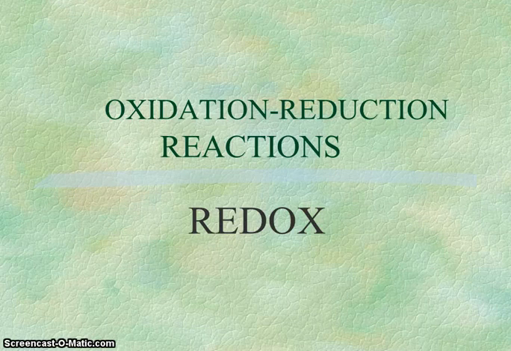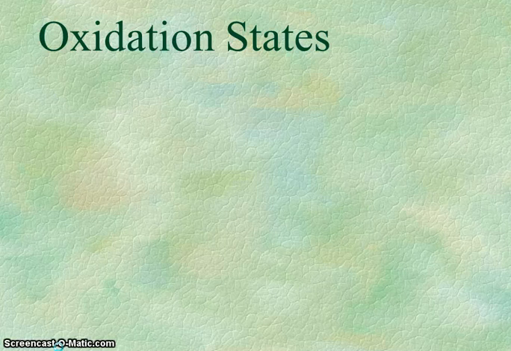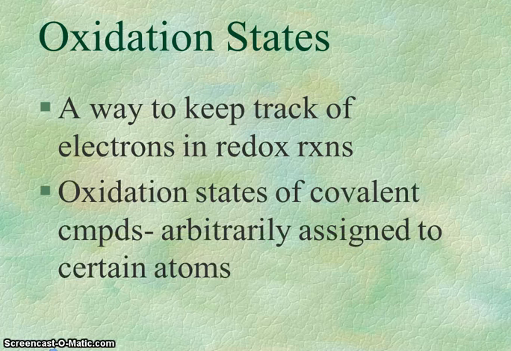Oxidation reduction reactions, also known as redox reactions. When we talk about redox reactions, the first thing we have to do is deal with what are called oxidation states. And oxidation states are a way to keep track of electrons during redox reactions. Oxidation states of covalent compounds are arbitrarily assigned to certain atoms. It doesn't mean that we're looking at actual charged ions, it's just a way to keep track of electrons.